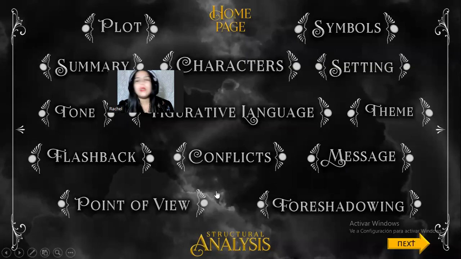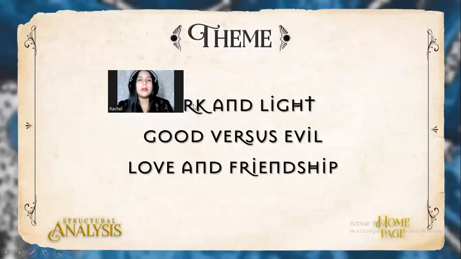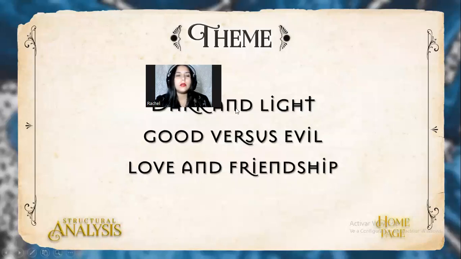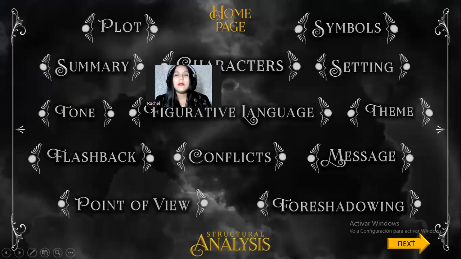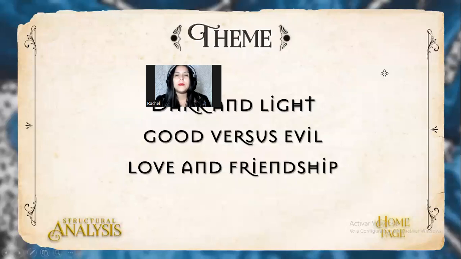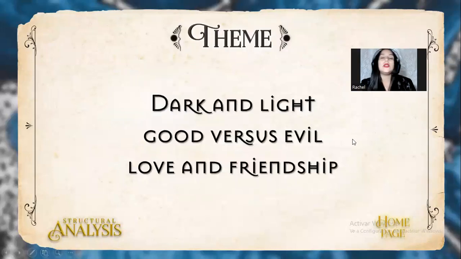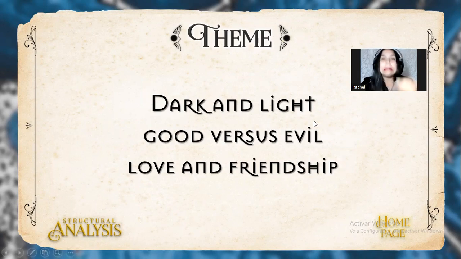The message, now let's check the themes of the book. Dark and light, good versus evil, love and friendship are common themes within the book. Of course, dark and light themes are very much in there. We can see them in the characters, Alina's character, the Sun Summoner, and the Darkling's character, the Shadow Summoner.